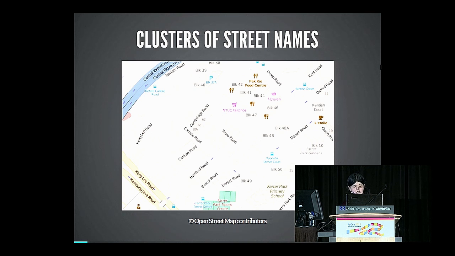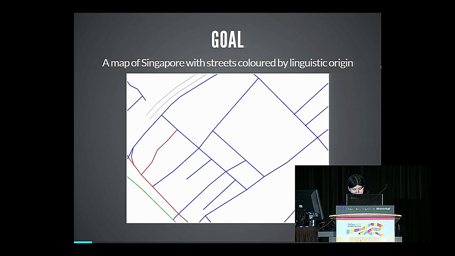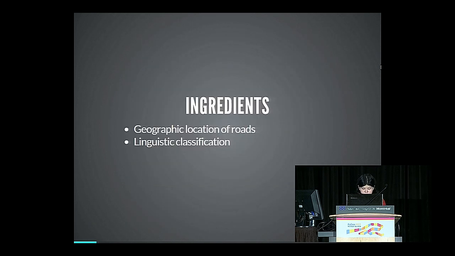What I wanted to do in this project was to have an easy way of visualizing these clusters. Something like this, where every road name is color-coded for linguistic origin. And I wanted to do this for the whole of Singapore in as automated a fashion as I could. So what ingredients do we need to make a linguistic street map? We need the geographic locations of the roads. I got this from OpenStreetMap, which is an openly licensed volunteer project to create a map of the world. It has pretty good coverage in Singapore. We also need linguistic classification of each road. What I decided to do for this is to do some machine learning with scikit-learn.